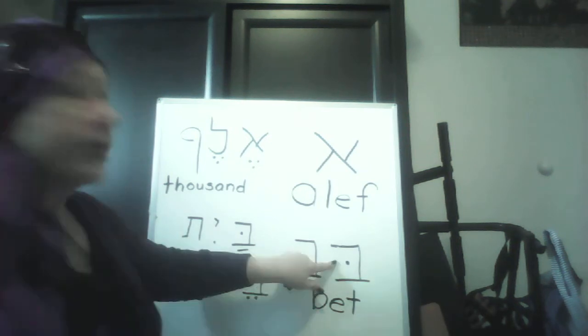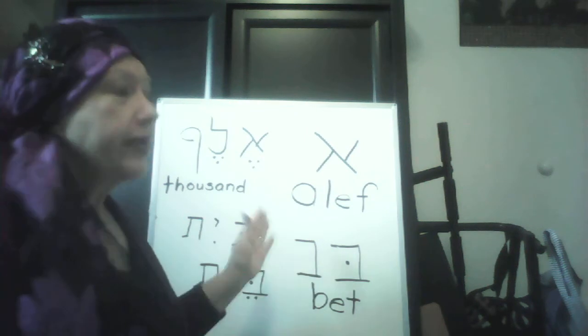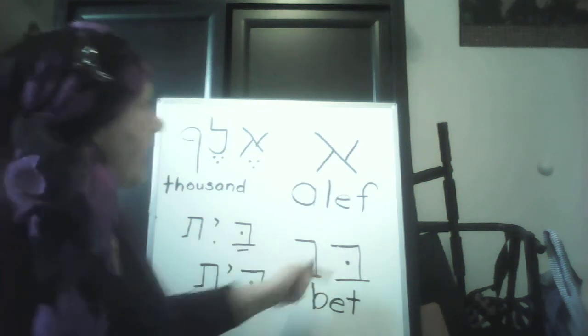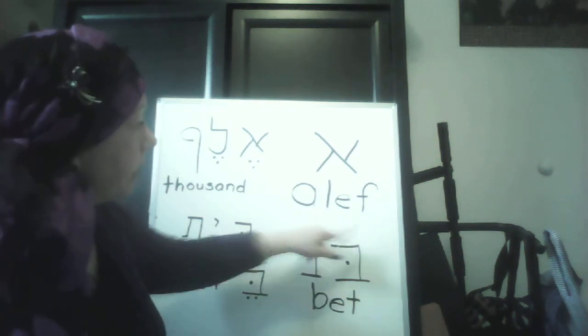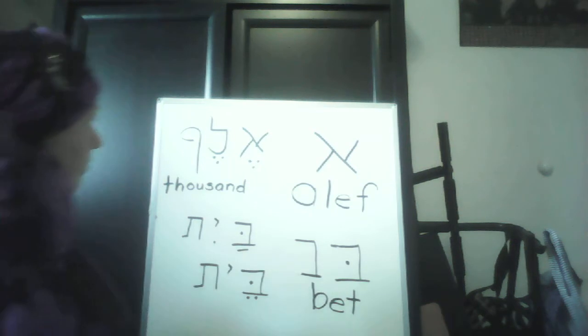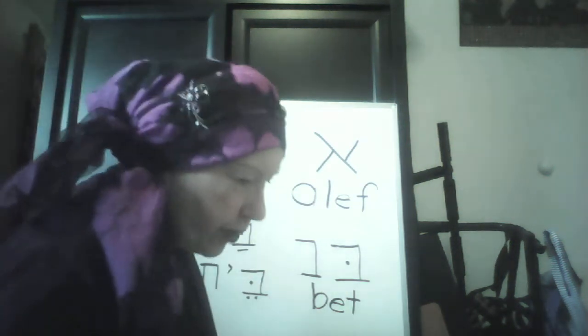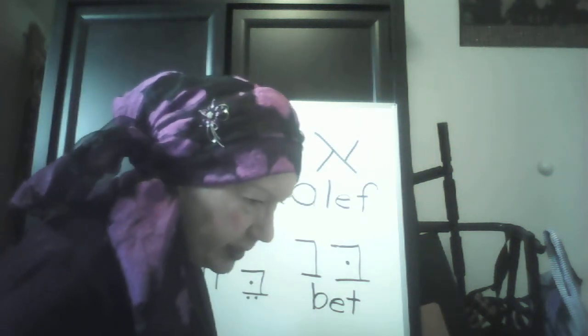Anyway, so ba can be in or house. So you like in the house. And this is supposed to be a shape of the house, and you go in here. So I think that's it for Aleph and Bet.